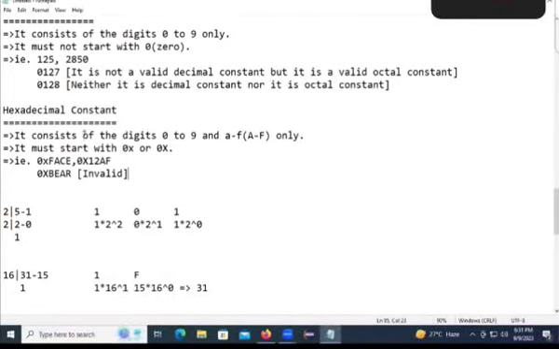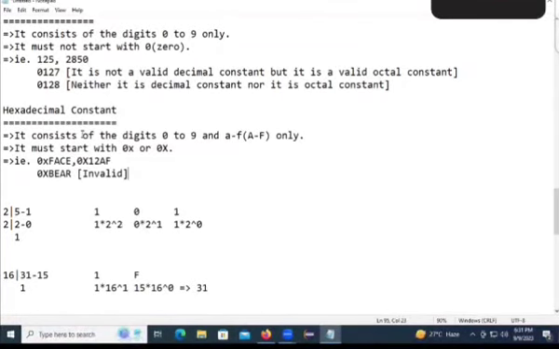Binary starts with 0B and has 2 digits, 0 and 1. Octal has 8 digits, 0 to 7, and starts with 0. Decimal should not start with 0; all digits 0 to 9 can be used, like normal numbers you write. Hexadecimal uses 0 to 9 plus A to F and must start with 0x.